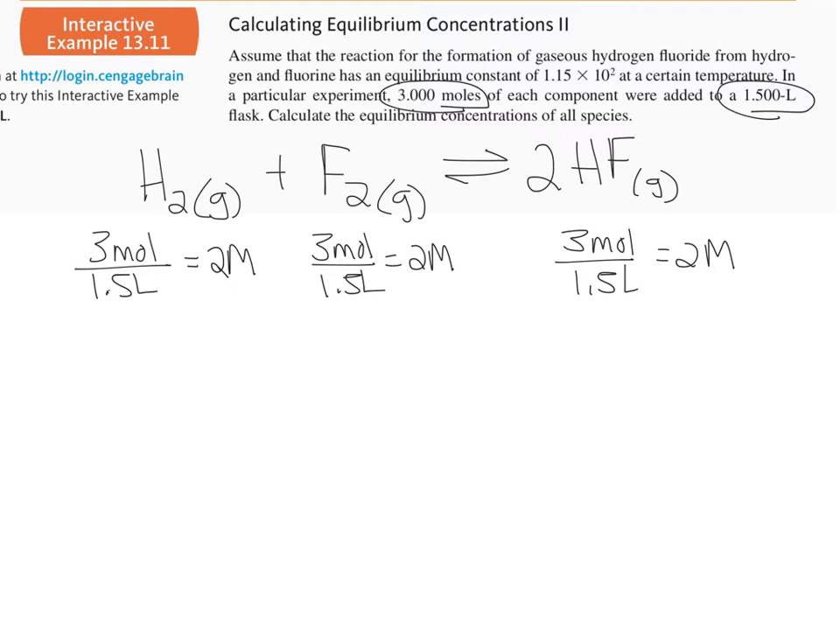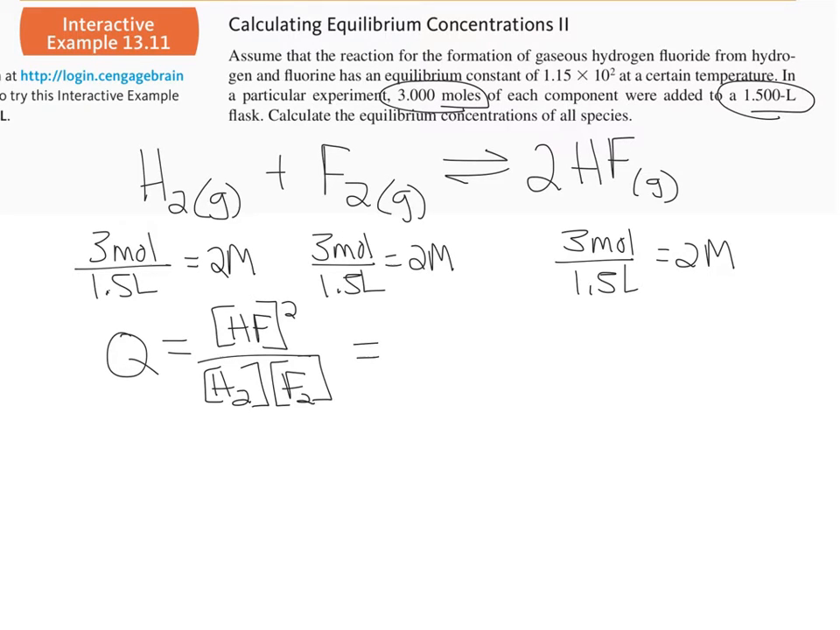Now that we have the concentrations, we're going to go ahead and write our Q expression using our balanced equation. And then we will plug in our concentrations to our Q expression. So we've got 2 squared on the top, and then we have 2 times 2, which is also 2 squared on the bottom, and this would equal 1.